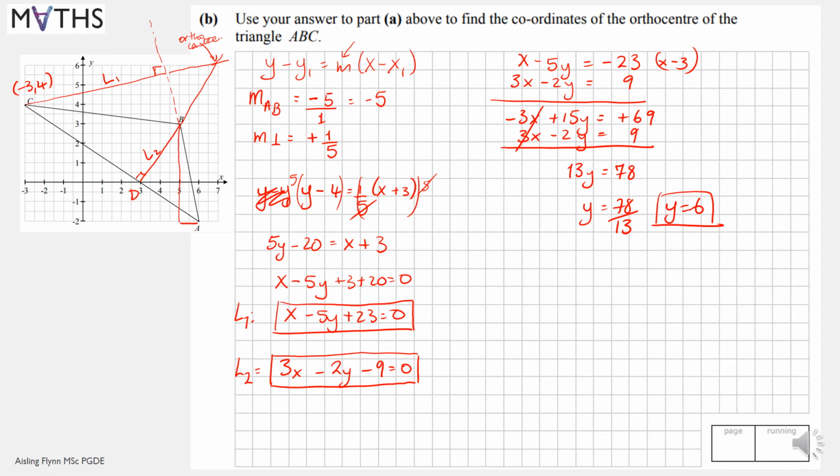Now we'll have to return to one of the original equations, it doesn't matter which one. Let's choose the top one because it's 1x. We'll get x, so this is what I'm using here. x minus 5 times 6 is equal to minus 23. x minus 30 is equal to minus 23. x is equal to minus 23 plus 30. x is equal to 7.